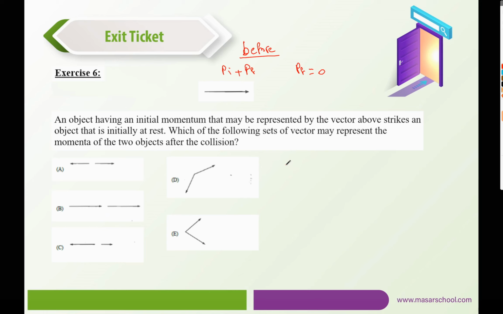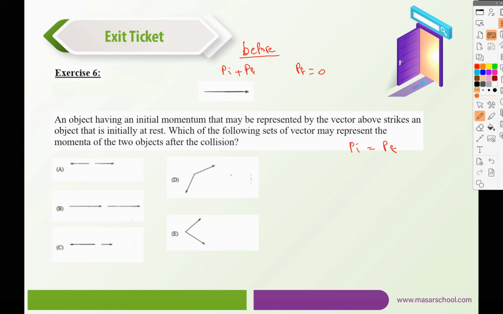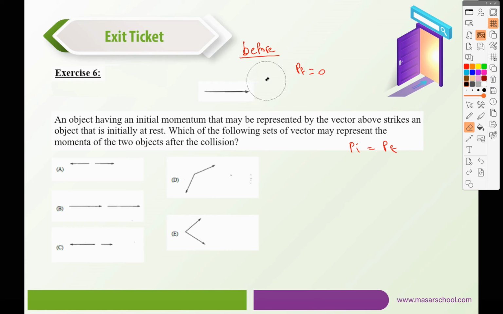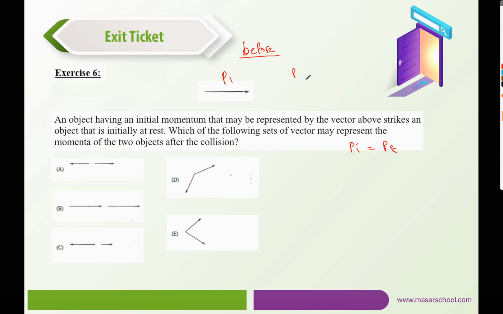We know that if the system is isolated, as we suppose, then P initial would be equal to P final. So this should be P1 plus P2. That would be P1, and P2 would be 0. So P initial would be P1 plus P2. Now, because the system is isolated, the final momentum should be equal to this plus that, which is basically equal to this one.